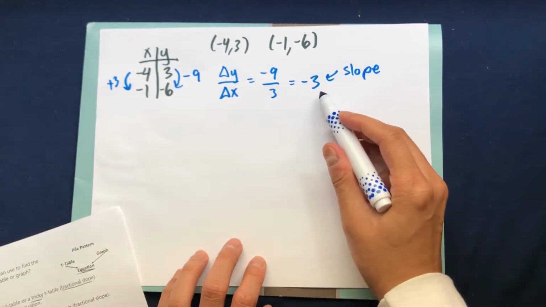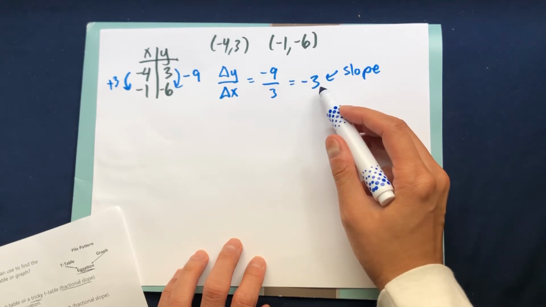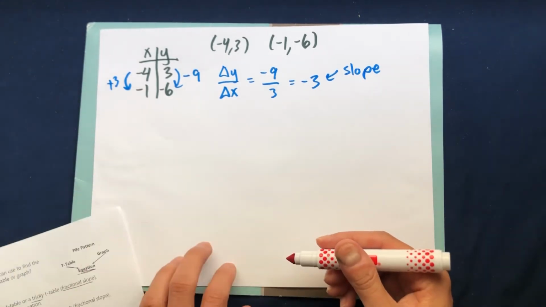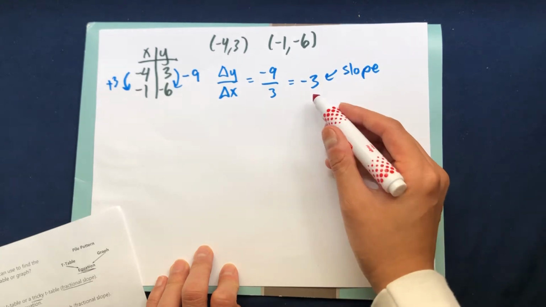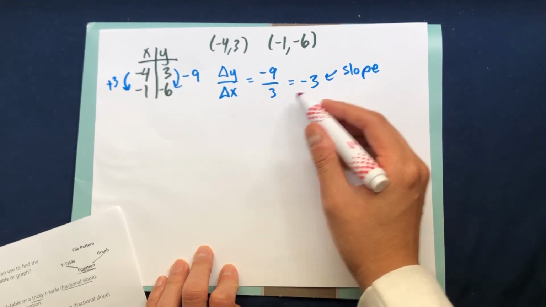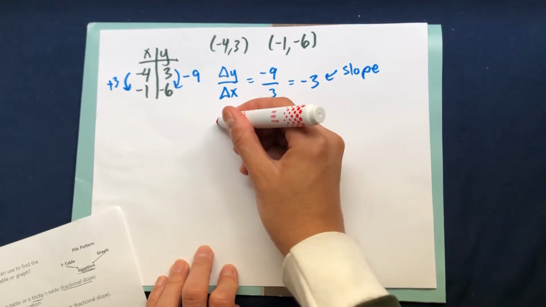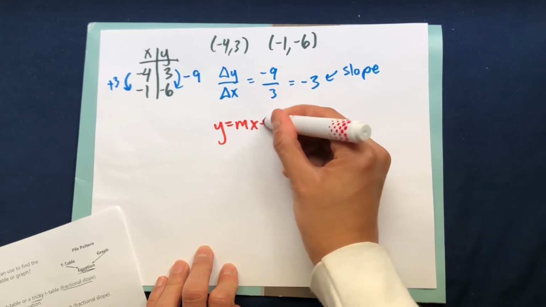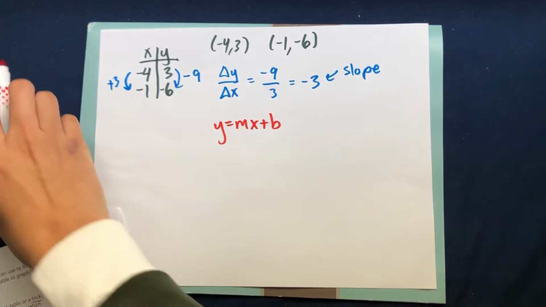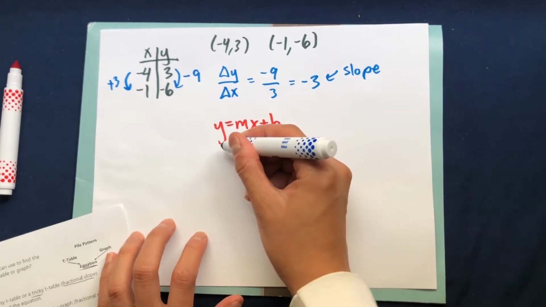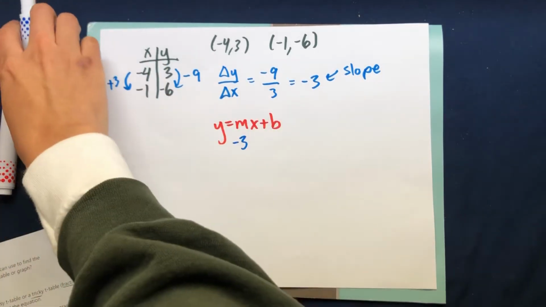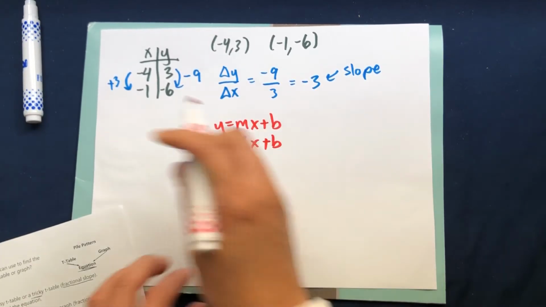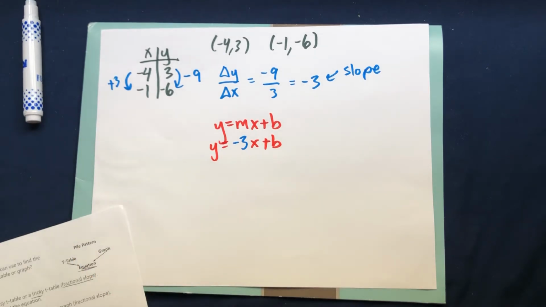This is not a fractional slope, so we did an easy t-table in this case. Now, let's try to find the y-intercept. So we know that it is going down by 3 for each x value. Well, one way we can try to figure out the y-intercept is by writing the equation y equals mx plus b. And we know our slope is -3. So we have y equals -3x plus b. Now, we need to figure out our y-intercept.